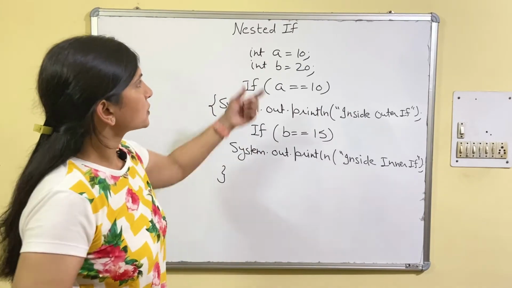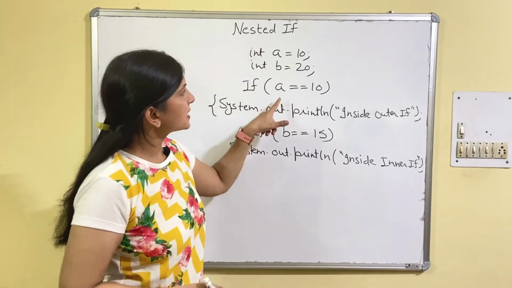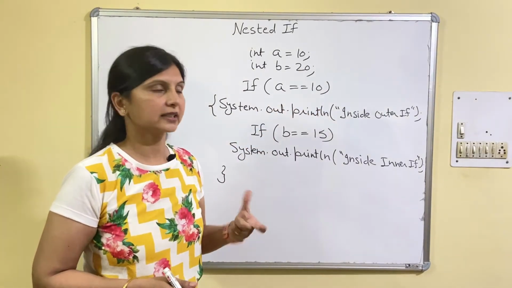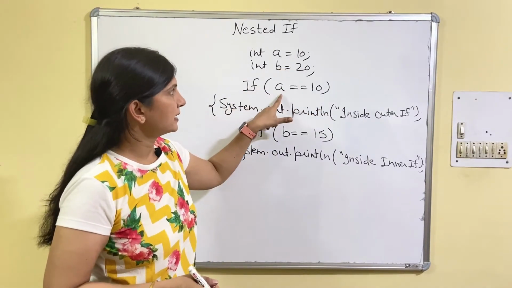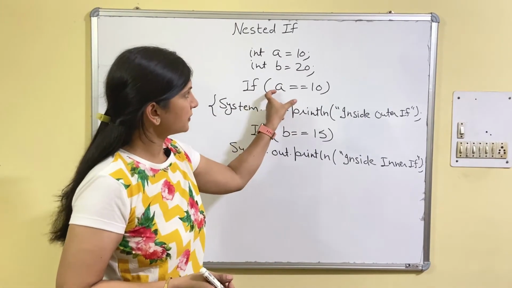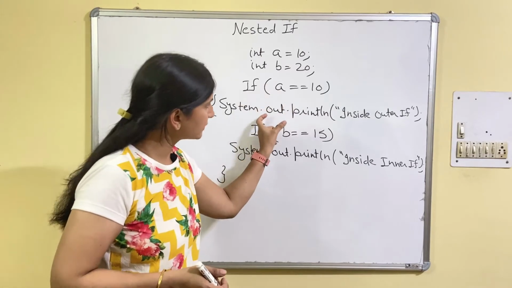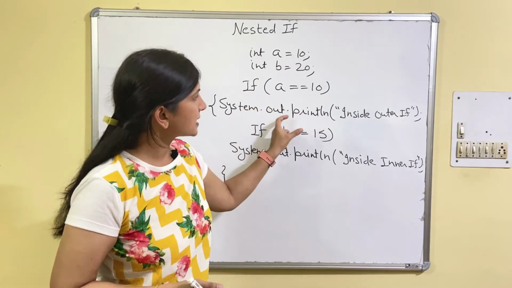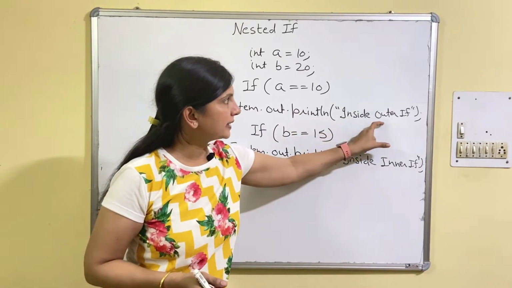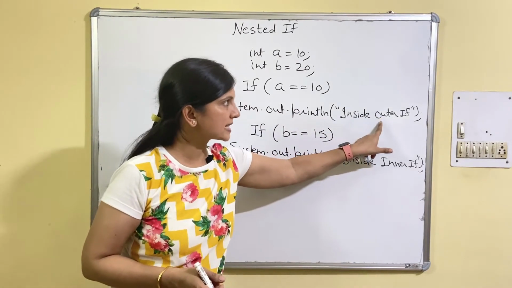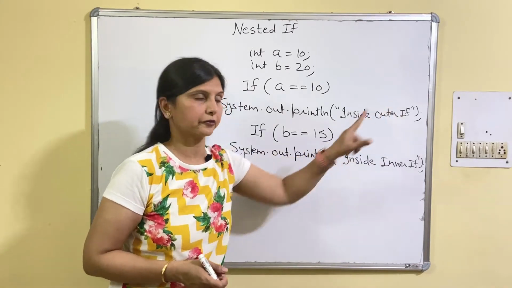So a is 10, b is 20. First it will check if a equals 10. This is the first condition. A is 10, yes, 10 equals 10. So the condition is true, and only if this condition is true will it enter inside. Then System.out.println inside outer if. So what will be displayed? It will display inside outer if.